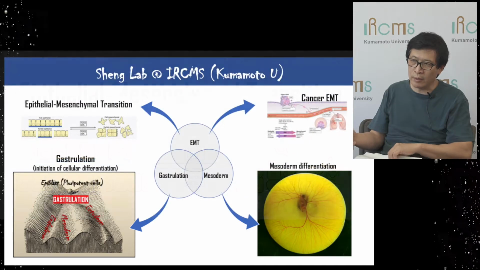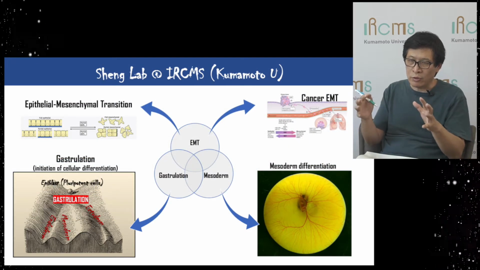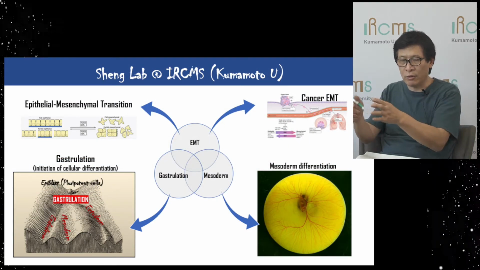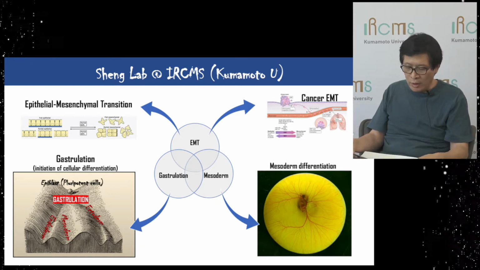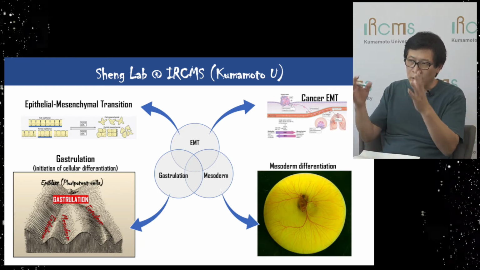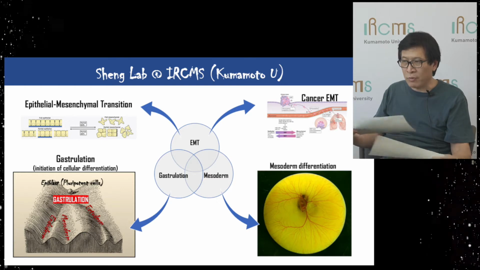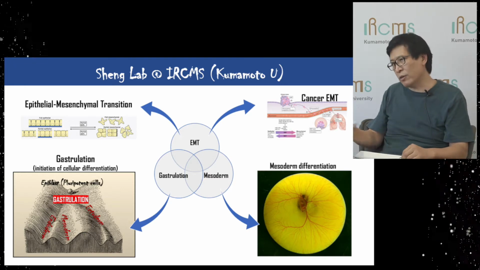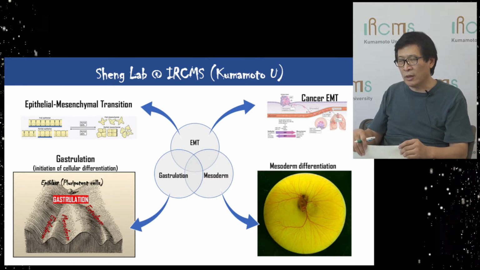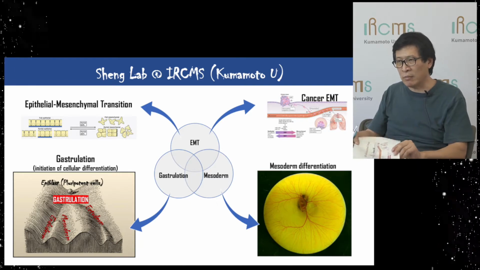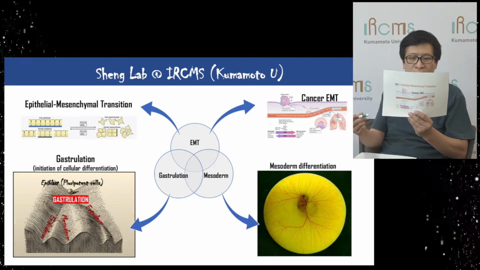During development, the tissue organization changes very dynamically during tissue formation and organ formation. Understanding the regulation of this process is very important. And more important than this is that in adult homeostasis, abnormalities in EMT actually cause cancer.